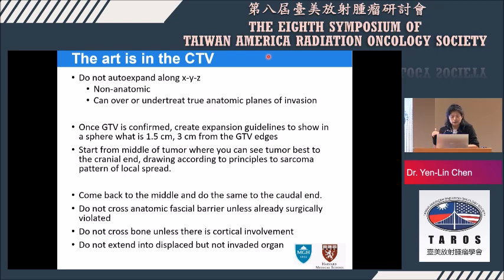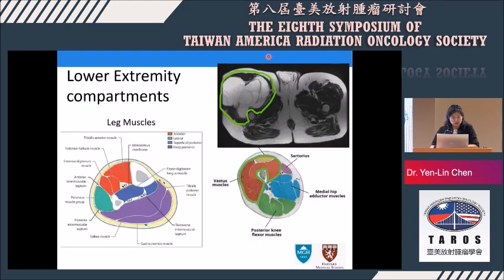And you start right from the middle of the tumor, where you can see the tumor best, contour the CTV in an anatomically constrained fashion all the way to the cranial end, and then come back to the middle, draw it all the way to the caudal end, based on what these established guidelines say and what you understand of the patterns of local spread. Do not cross anatomic barriers unless surgically violated, and this was already mentioned.